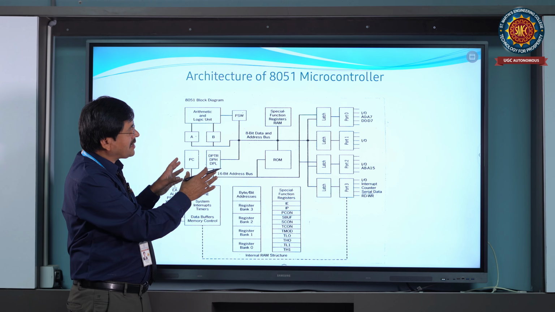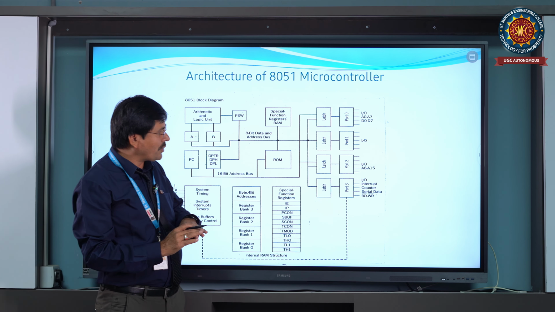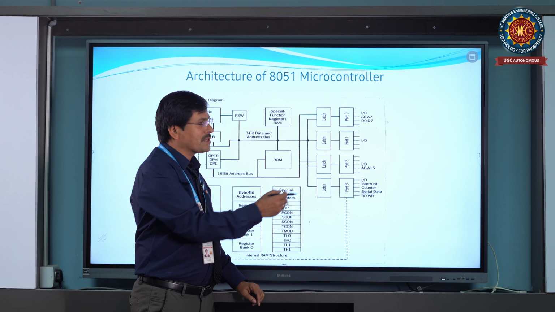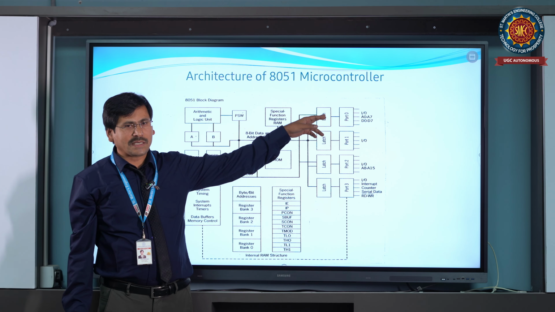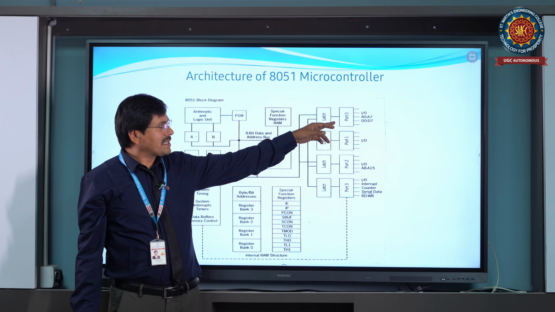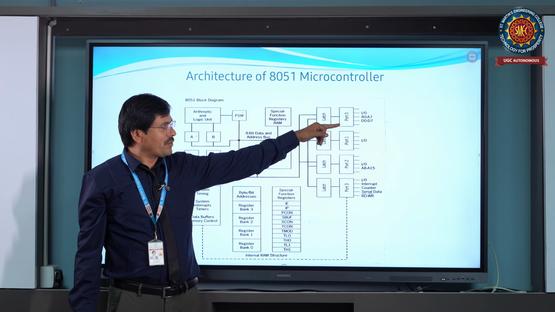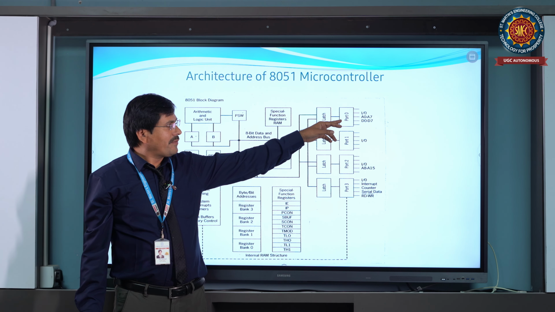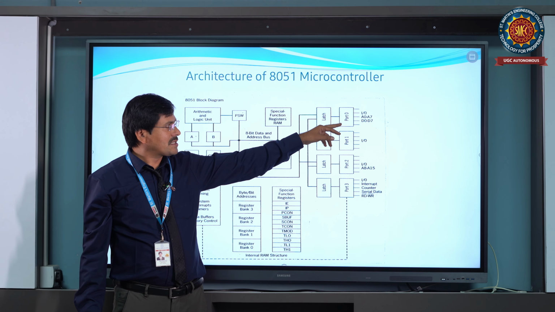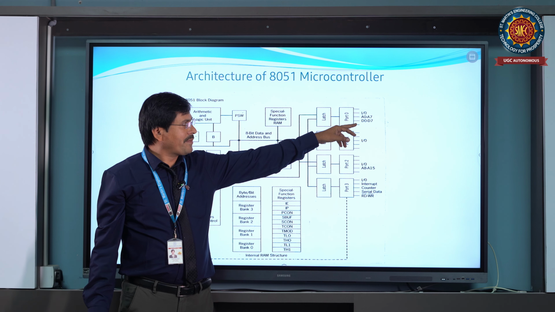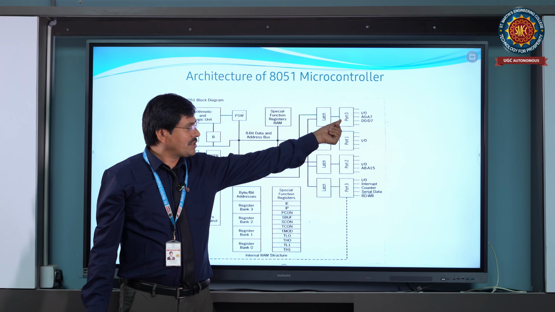This is the architecture, and this microcontroller consists of 4 ports. The names of the ports are port 0, port 1, port 2, and port 3. Port 0 consists of general purpose input and output pins, and it acts as input and output. It also has multiplexed pins, which are the address pins and data pins. All the lower address and lower data pins are contained in port 0.